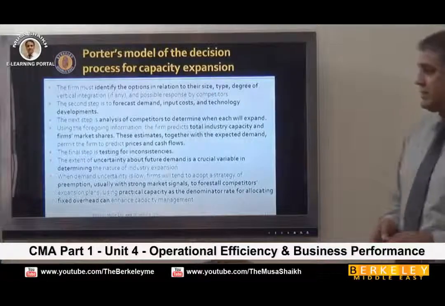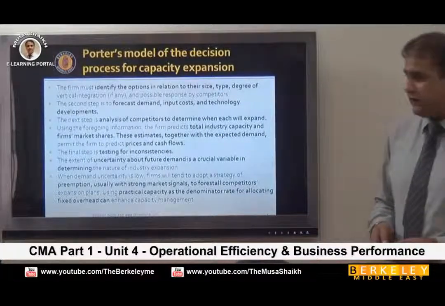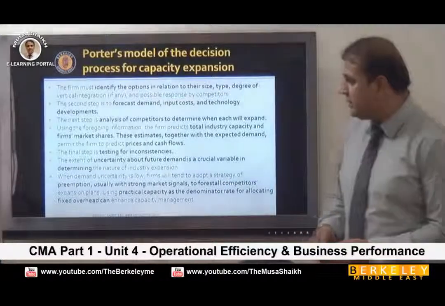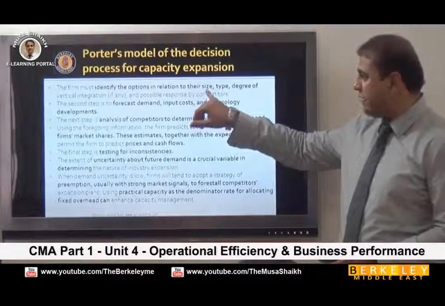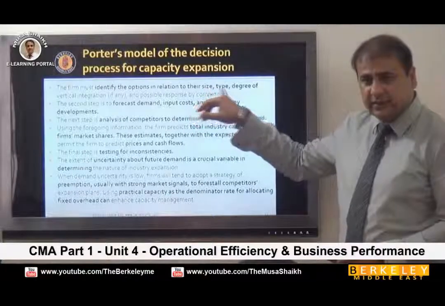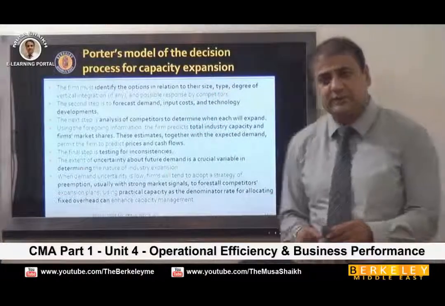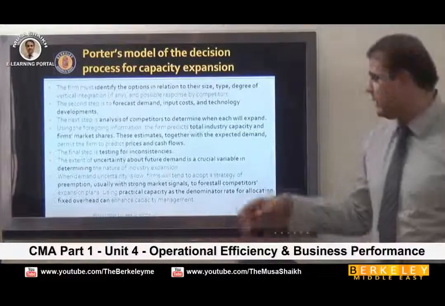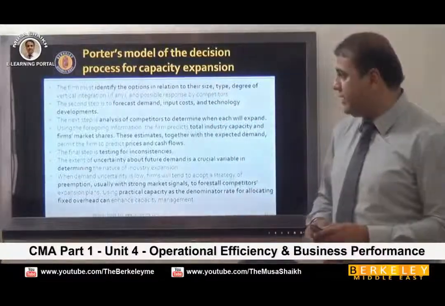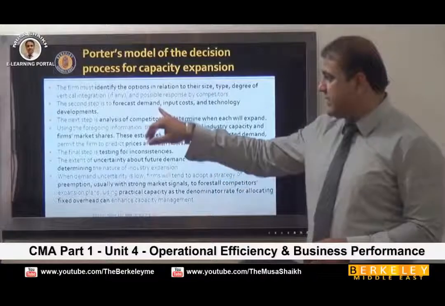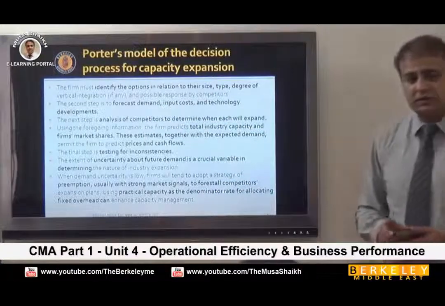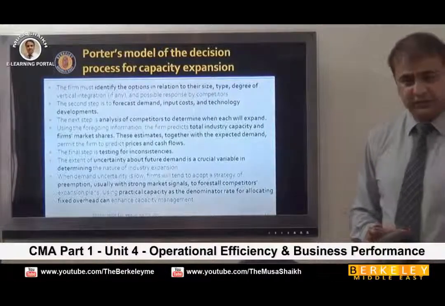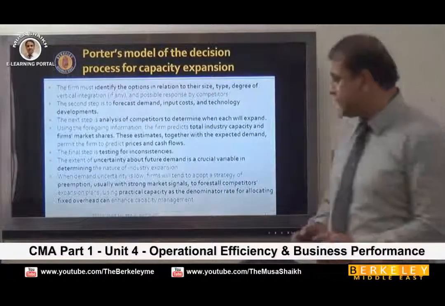We have a guy, his name is Porter. Porter gives a model and he says, first of all, firms should identify what is their size, type, means are they a small size company, big size, very big, and degree of vertical integration, what is the demand level, what input costs and technology developments are going in the industry related to their industries.